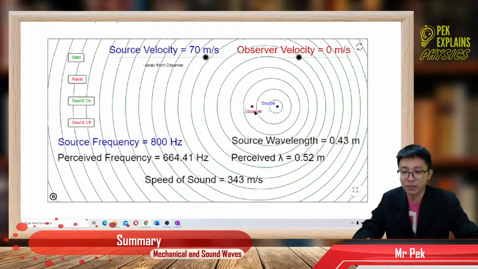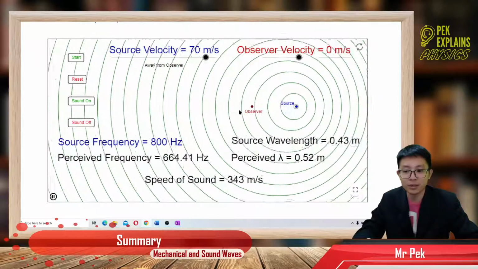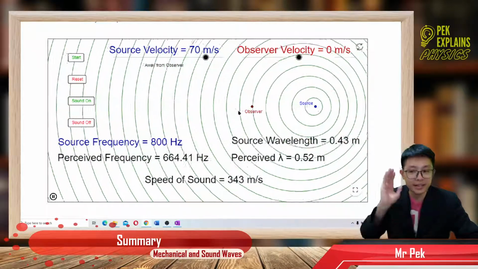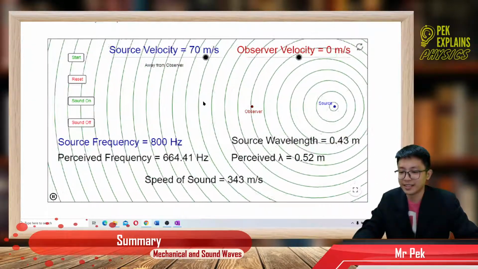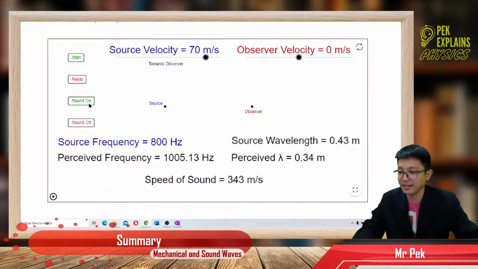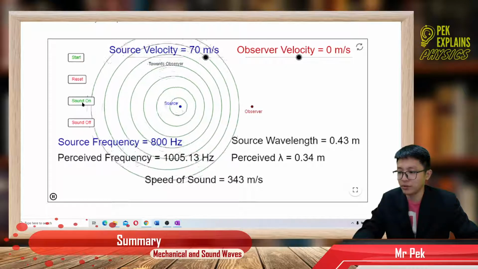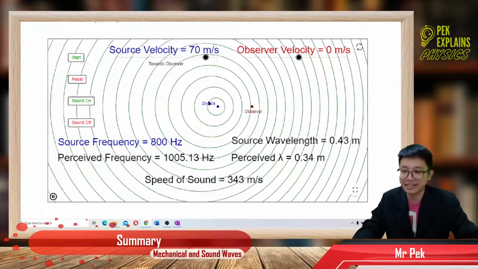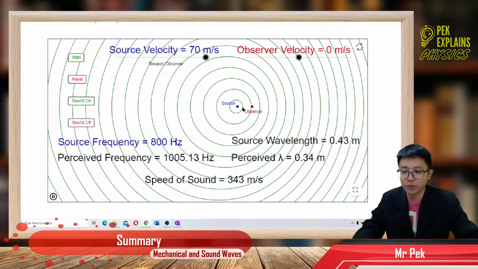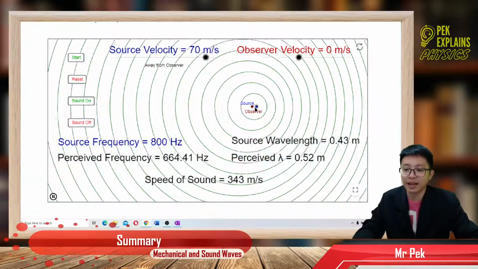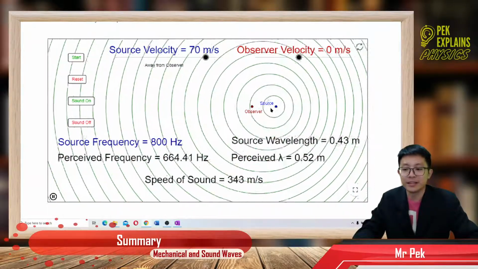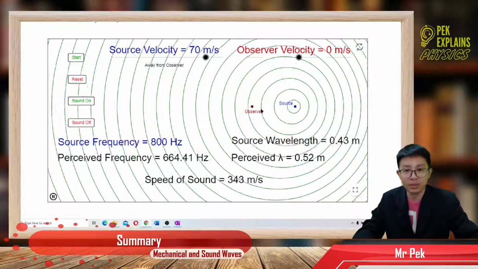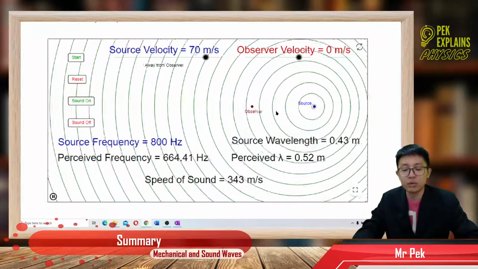Now, away from the observer, the frequency becomes lower. Do you see that? Do you hear that? Again. Now, let's start and sound on. Do you hear a higher frequency when the source is moving towards? So moving towards, higher frequency. Now moving away, the sound is lower. Lower sound, lower frequency.